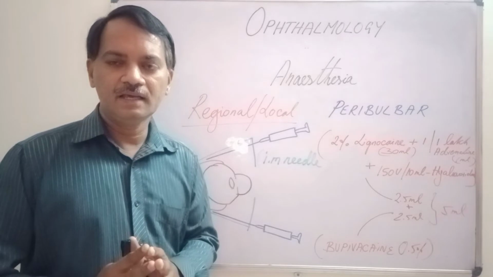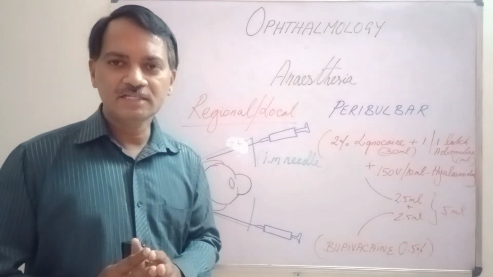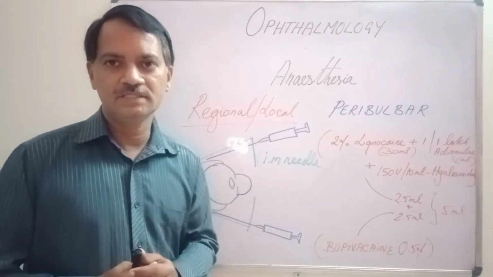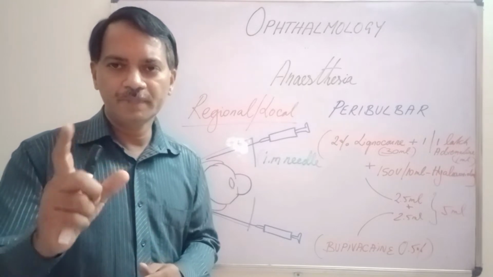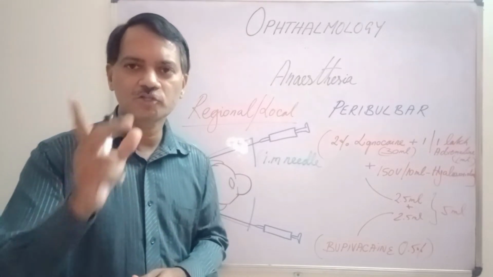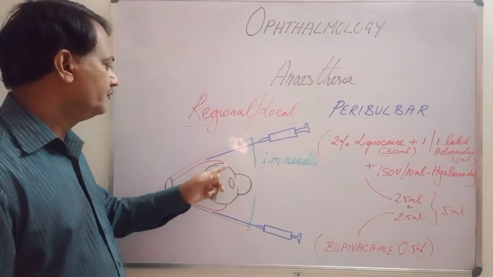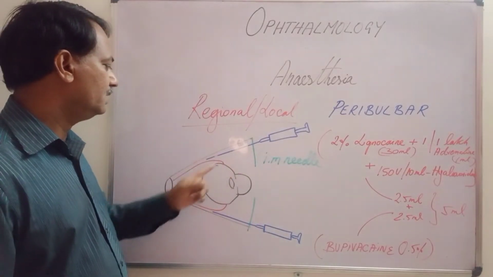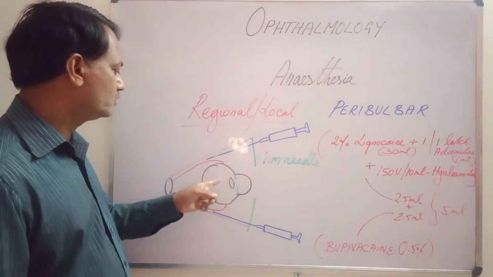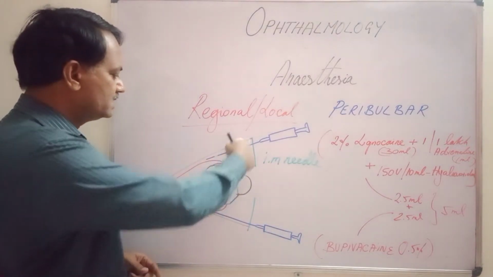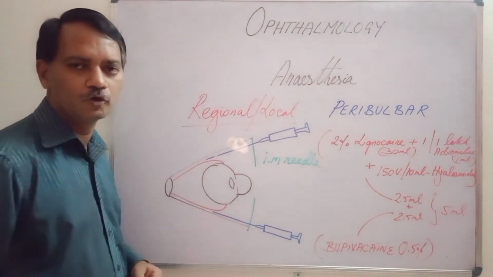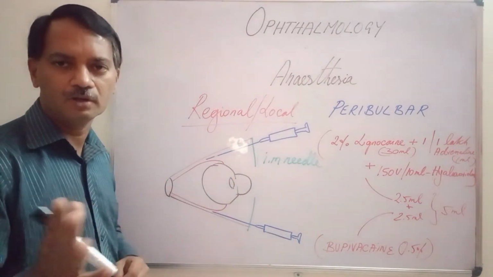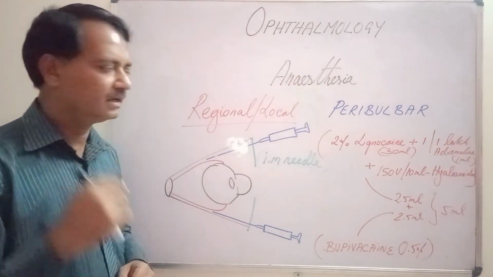Peribulbar anesthesia is one of the least complicating types of anesthesia. Very few complications occur. The commonest complication is, if you are not going to give it along the bone, sometimes you can perforate the globe. The needle may prick into the globe and it may go into the eyeball. That is the commonest thing.